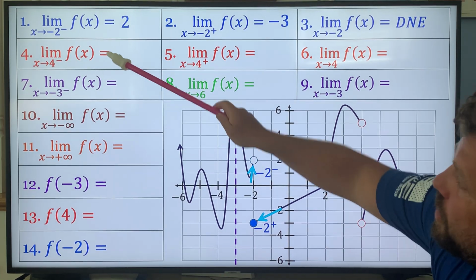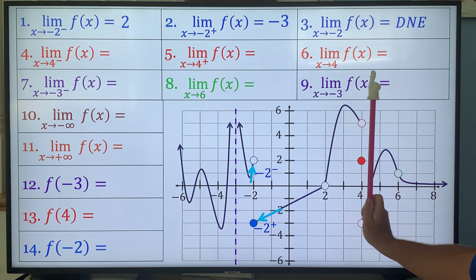All right? Limit of 4 from the negative side. So here's 4 right here. So first thing, we'll come from the negative side.